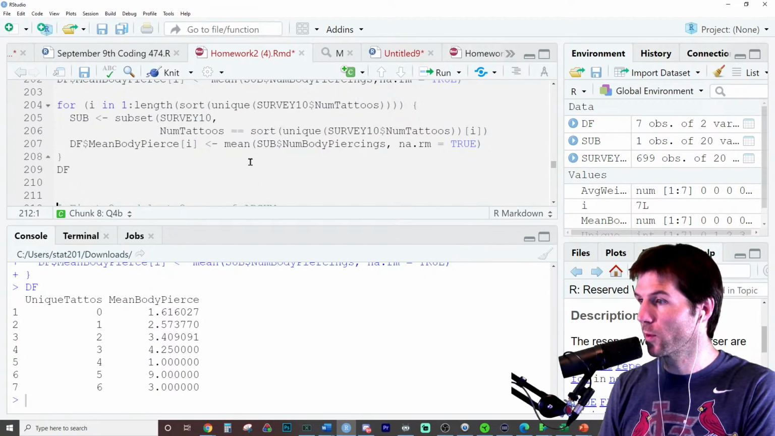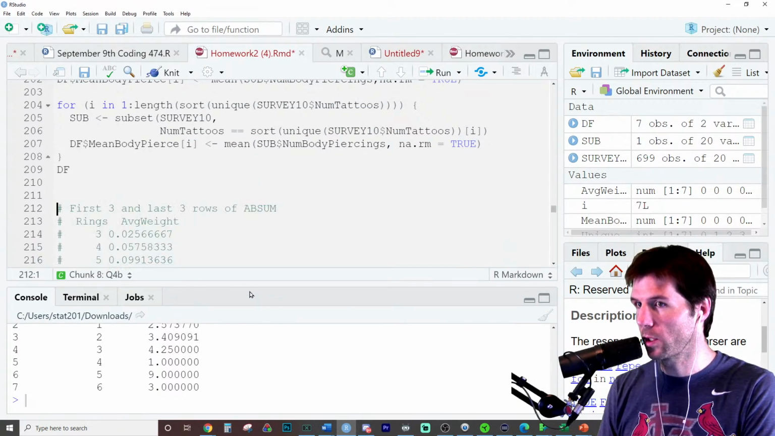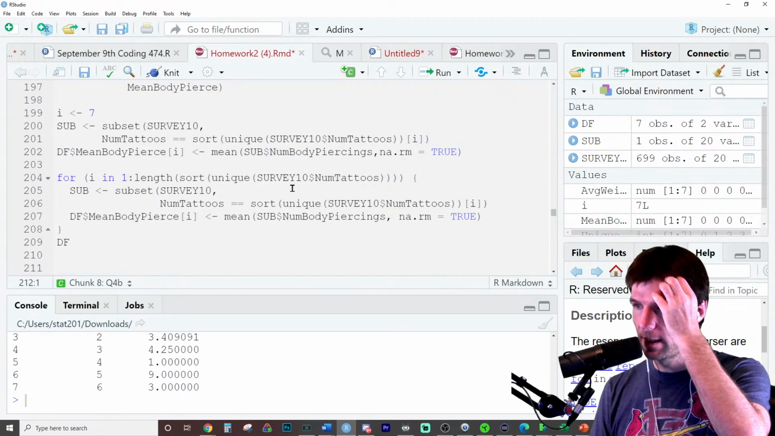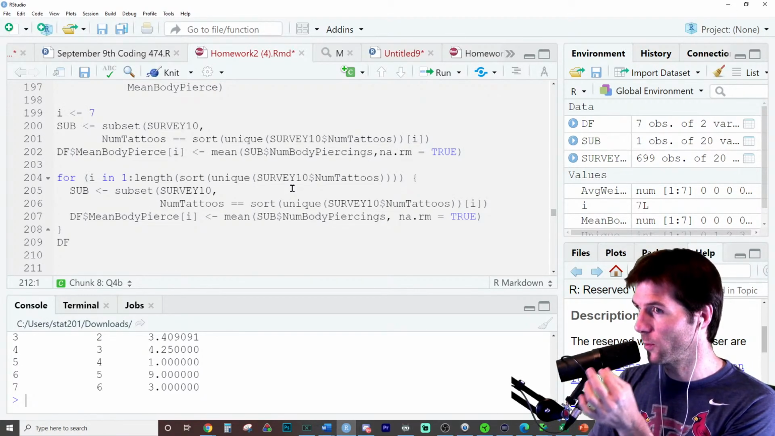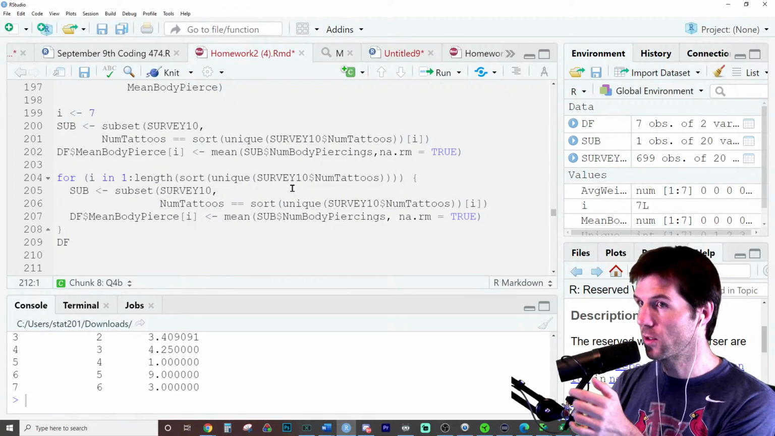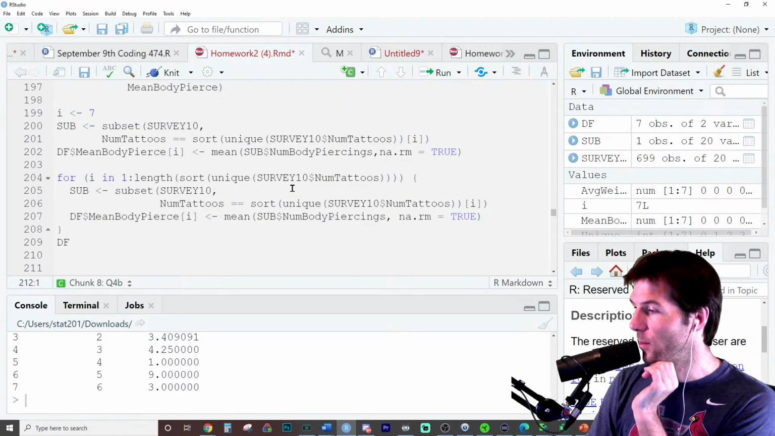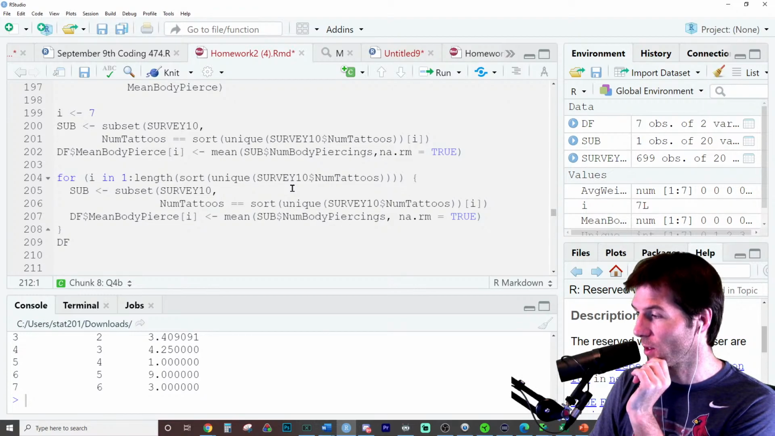A lot of work for something we could have done using the aggregate function, but it's good practice. And this is very similar to your problem right here. You just have to think about how to write your code. Now, once again, if you just take my code and try to copy it, my for loop was a little different because I noticed the unique values aren't sequential.